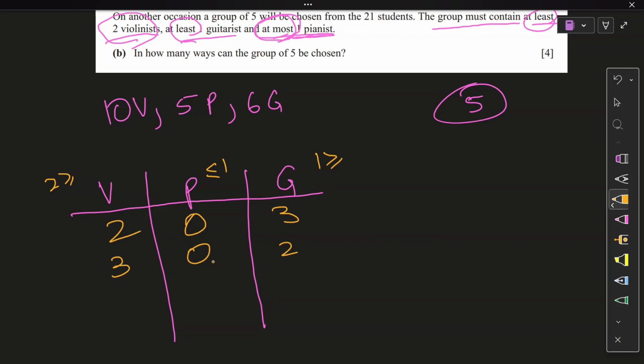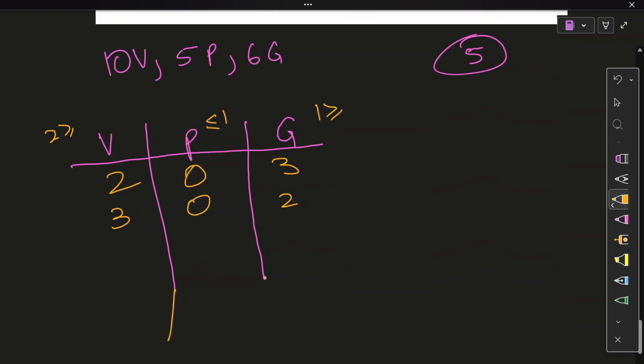Still 0 here. That satisfies my condition. What else? Still 0. Still at 0. Still thinking. Okay, how else is 5 made? 2 plus 3 is 5. 1 plus 4 is 5.